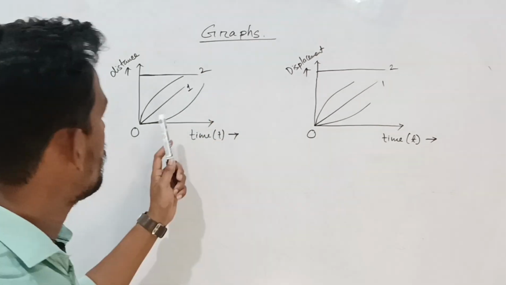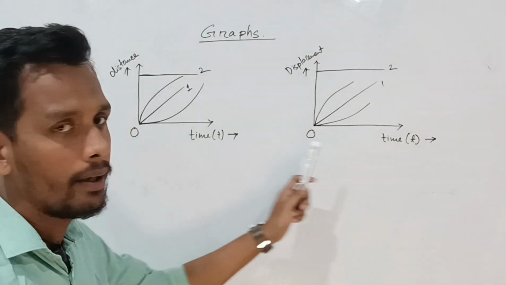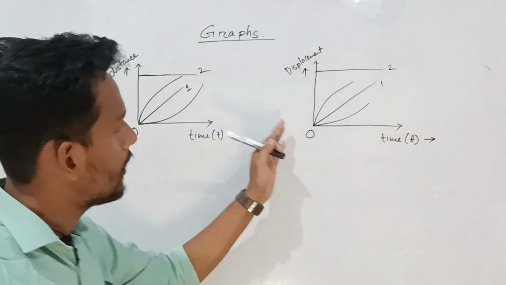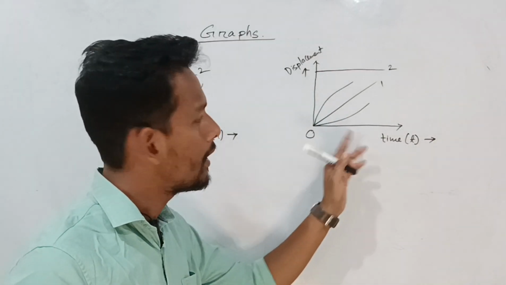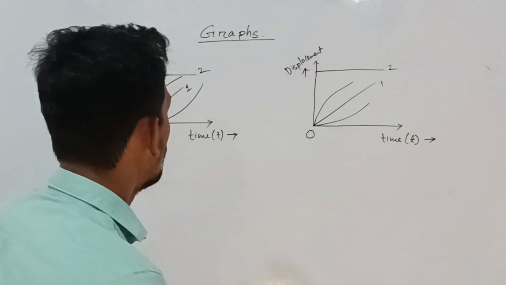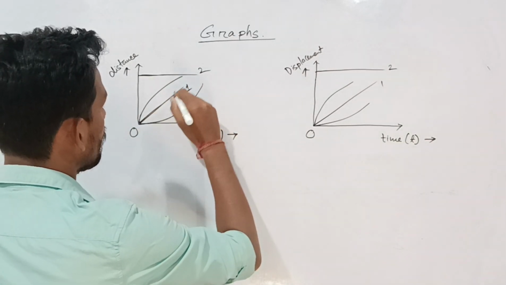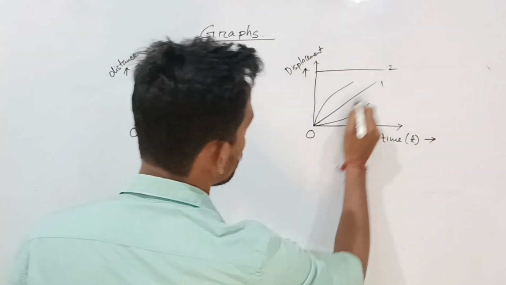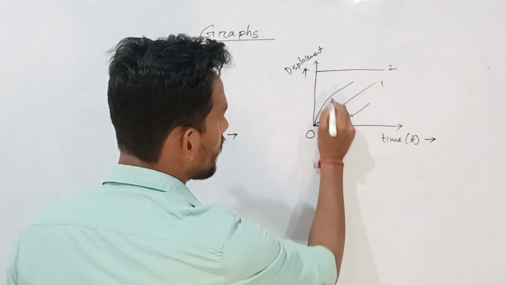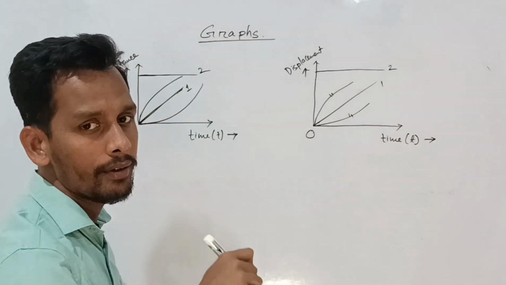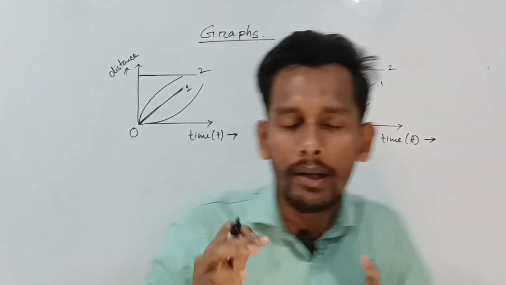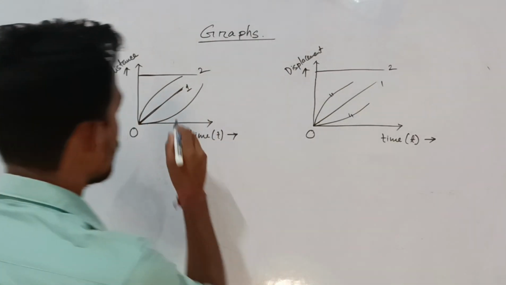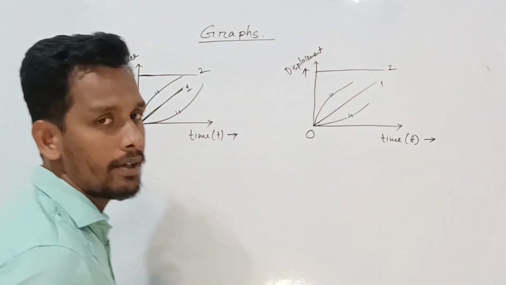See, these are the graphs for speed and velocity. If you plot the graph of distance versus time, it gives speed. If you plot the graph of displacement versus time, it gives velocity. So this graph 1 gives you uniform velocity or uniform speed. In this case, uniform speed; in this case, uniform velocity. These two graphs are non-uniform velocities. That means in the same time interval, different displacements or different distances are covered. Here also these are non-uniform speeds.